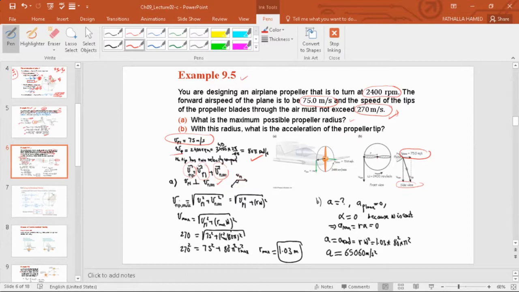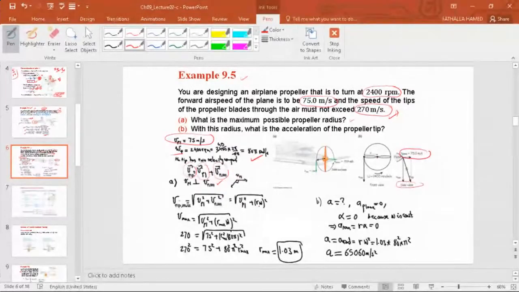Now, if I want to look at the maximum speed at the tip, this maximum speed here will be, if I want to get the magnitude, and you have this vector where these are perpendicular to each other, it will be the square root of V of the plane squared plus V tangential squared.